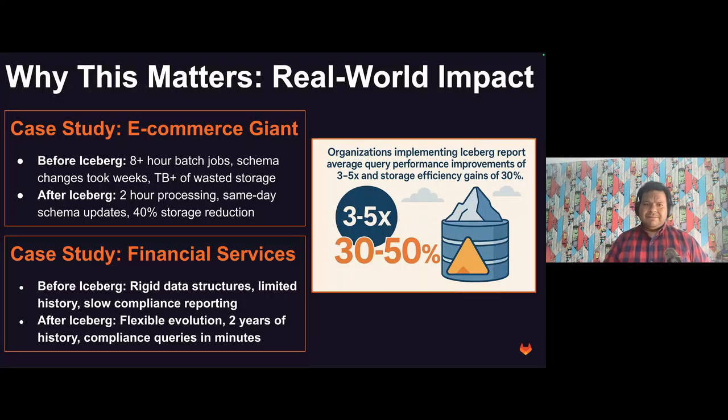So why does this matter, in the sense of real world impact? What's the benefit of having Iceberg as a solution? Let's take a case study for an e-commerce giant. Before Iceberg, it used to take 8 hours of batch jobs. Schema changes took weeks, and there were terabytes of wasted storage, because every time you modify a file in a Hadoop file system, it does not update the existing file, it starts creating a new one, and it takes a lot of time to refresh the whole table.